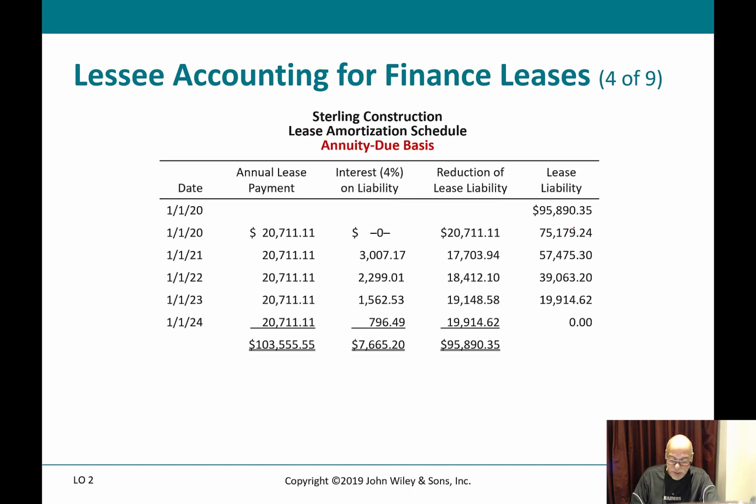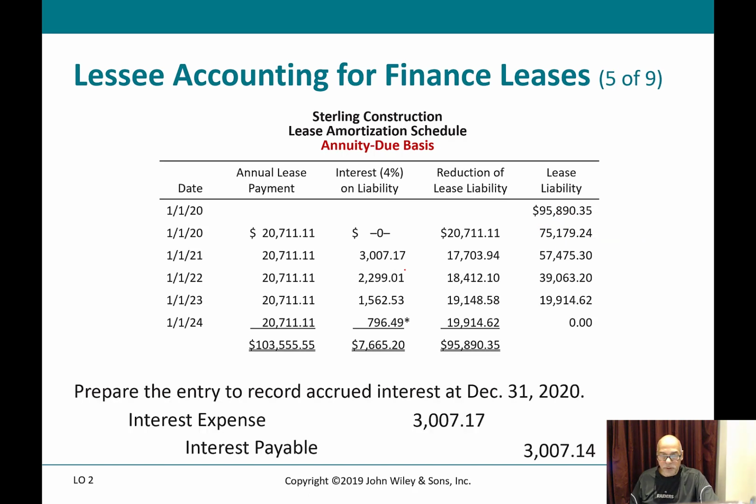Then we have this carrying value of that lease liability for the first full year of the lease. And the interest rate on that is 0.04, which we use, and that now yields an interest expense of $3,007.17. So at December 31st of that first year, we set up the interest payable and debit the interest expense. Now we're going to make that next payment the next day, January 1st.